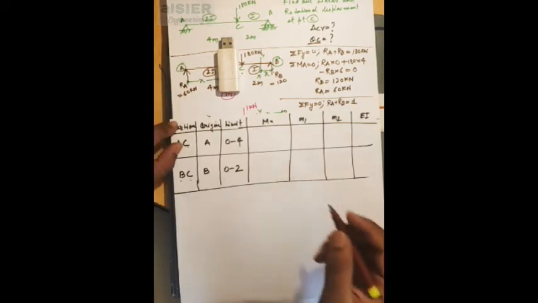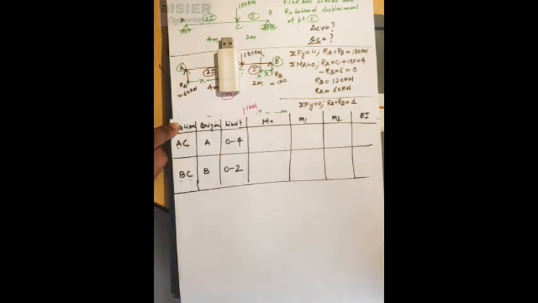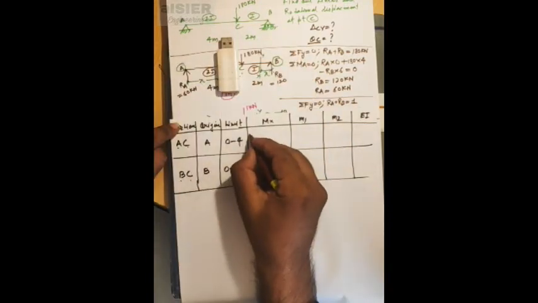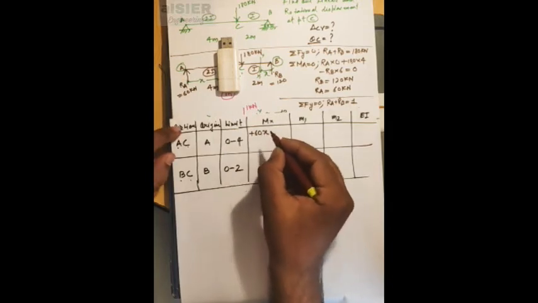Now remember that when we are on the left side of the section, means loads are on the left side of the section, clockwise is positive. So the 60 is going clockwise, so plus 60. And what is the distance from this section? It is x.